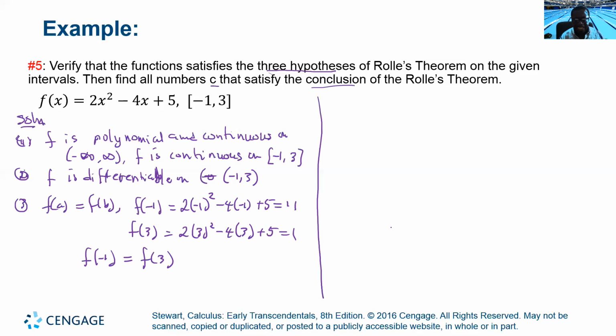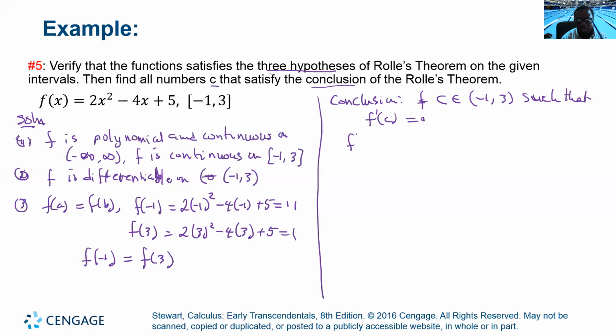So if that's the case, then the conclusion of the theorem is that there is a c in the interval (-1, 3) such that f prime at c is equal to 0.